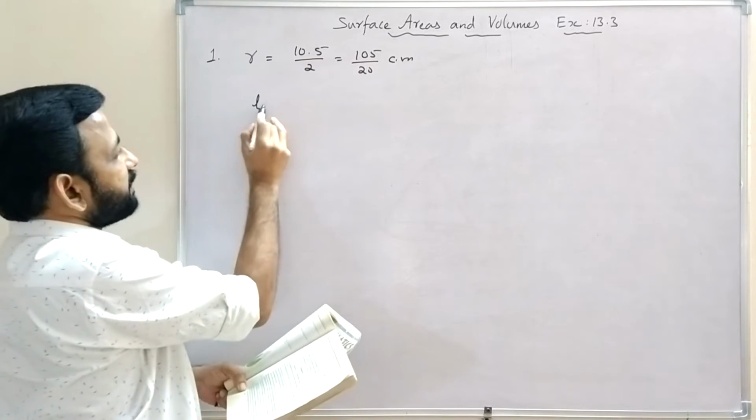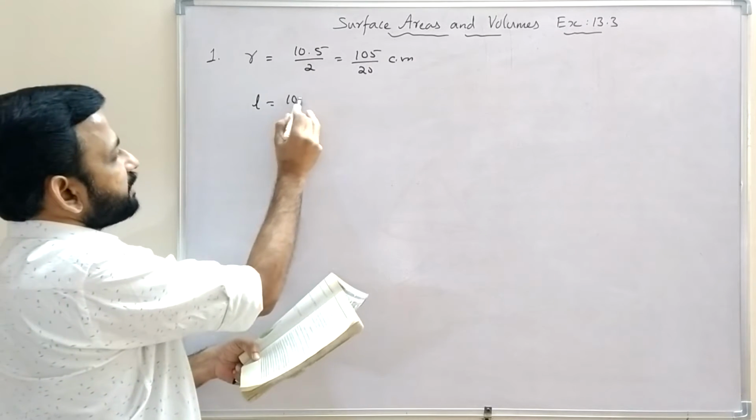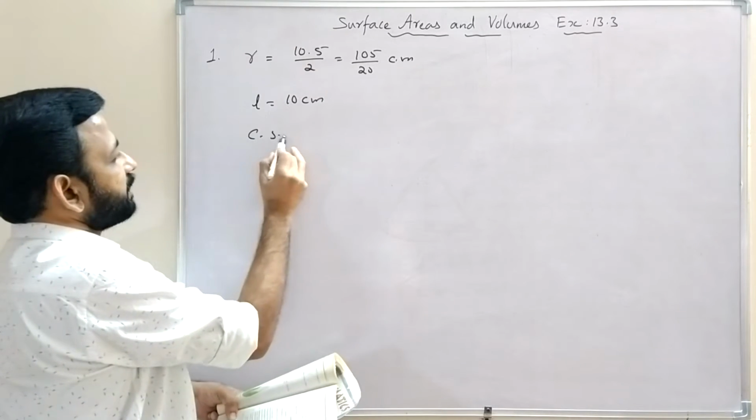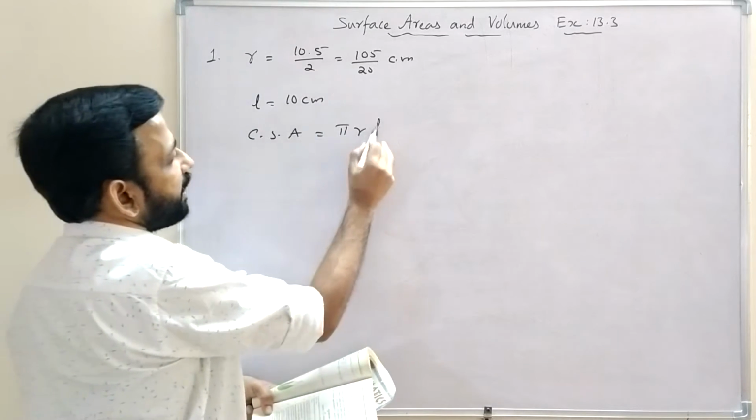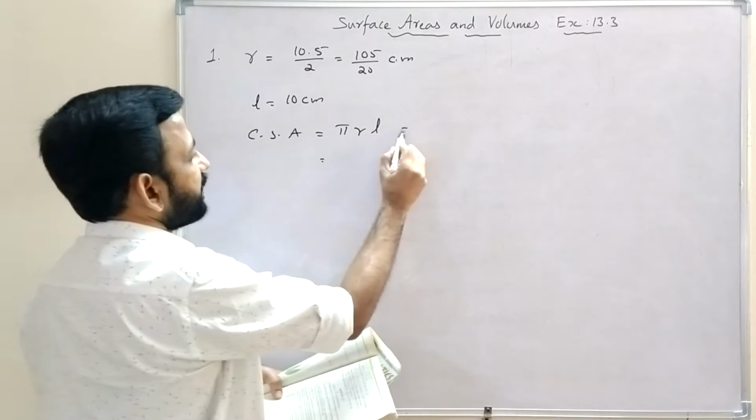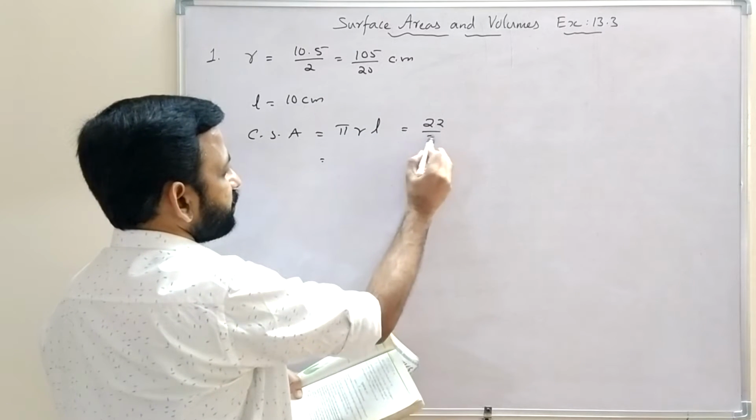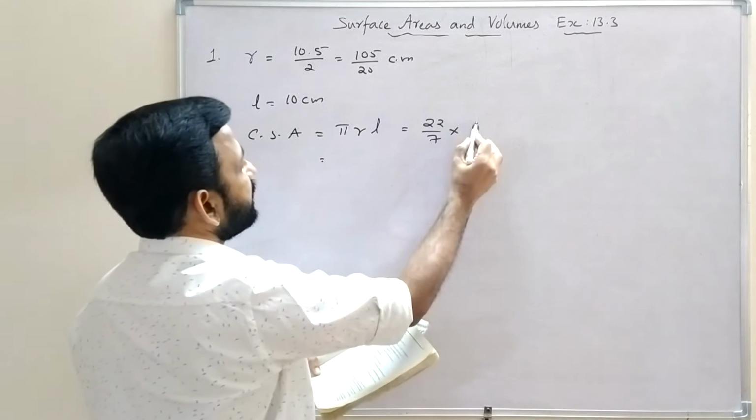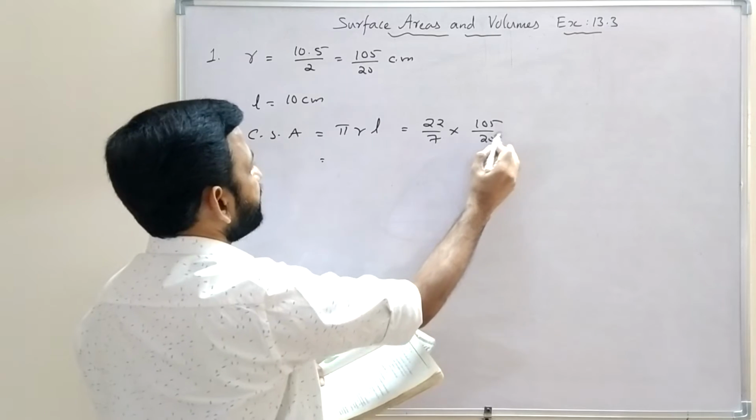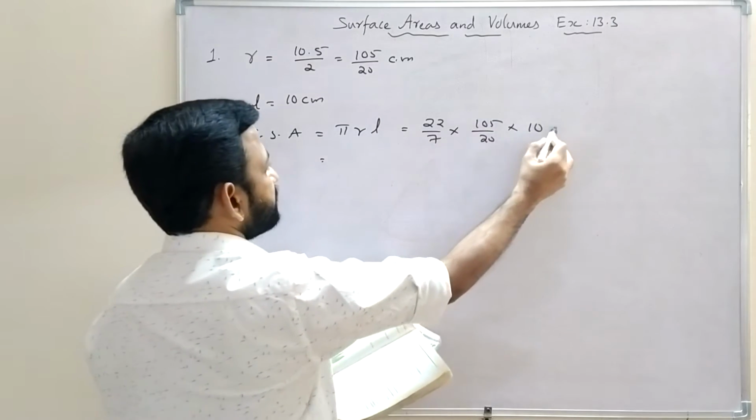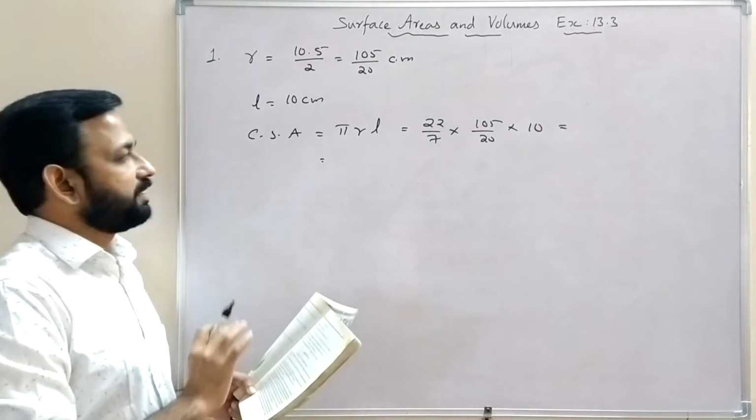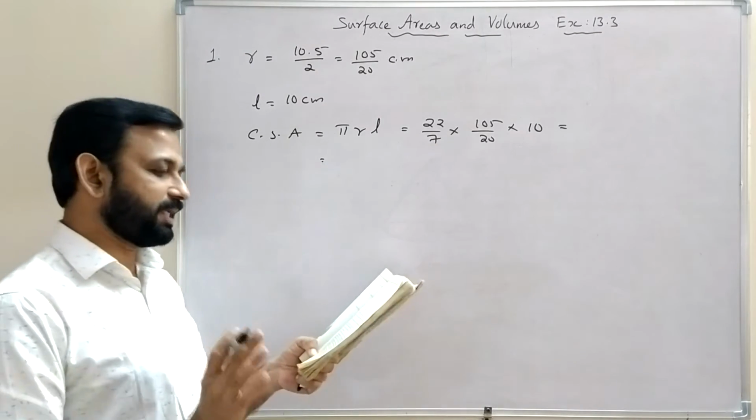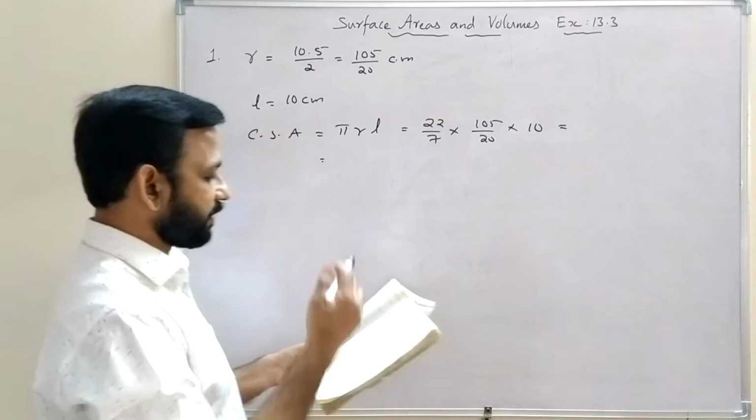And the slant height is given, L is equal to 10 centimeter. Then find its curved surface area. So curved surface area formula is pi RL. So we will replace pi by 22 by 7 into radius, R is equal to 105 upon 20, and slant height 10. So when we simplify we will get the curved surface area of cone in centimeter square. The unit is centimeter square. So that is question number 1.